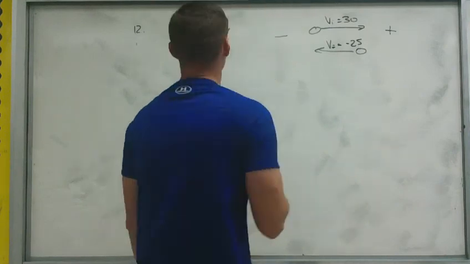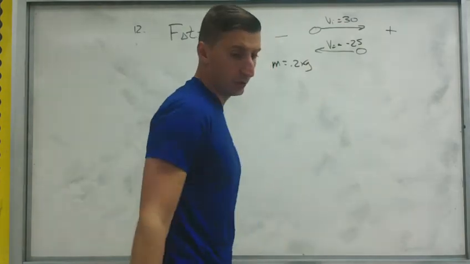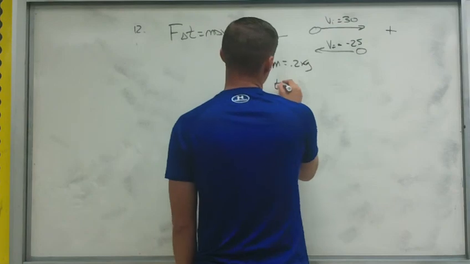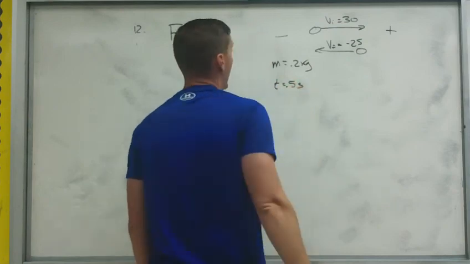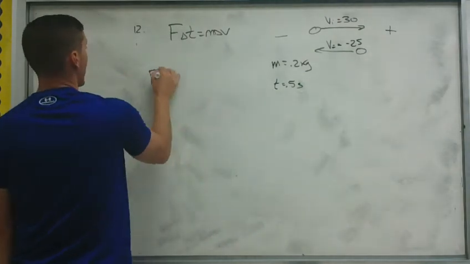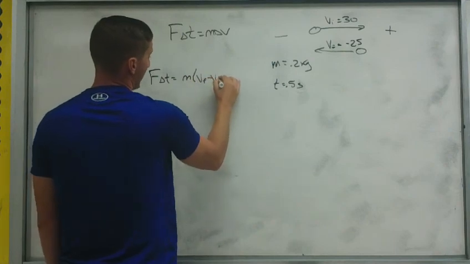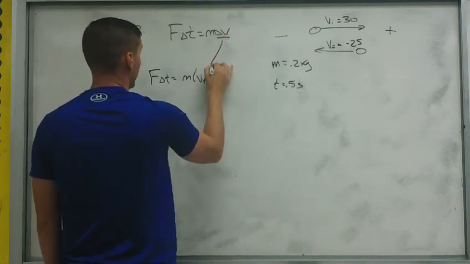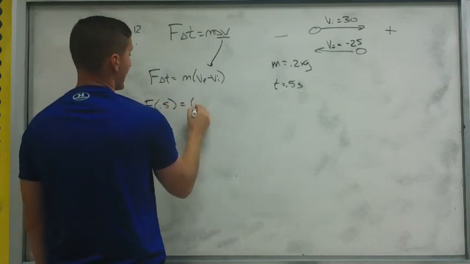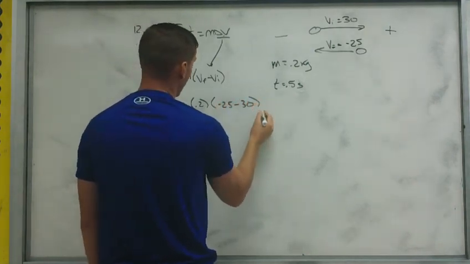It has a mass. It says 0.2 kilograms. And in contact for half a second. I want to know the force, right? So remember, you can expand this. F delta T equals M times VF minus VI, which is just delta V. So I'm looking for F. I know this is 0.5. Mass is 0.2 times velocity final, negative 25 minus 30.